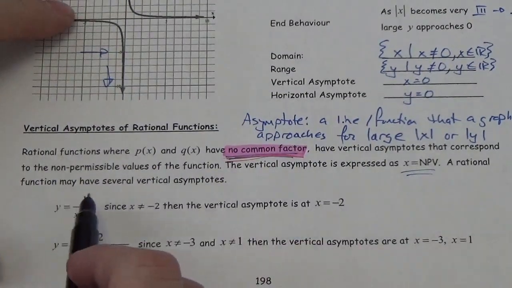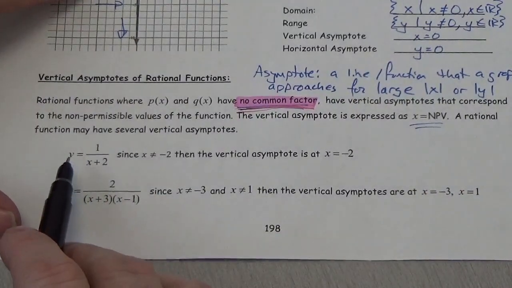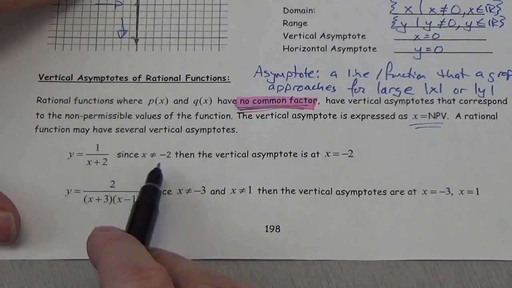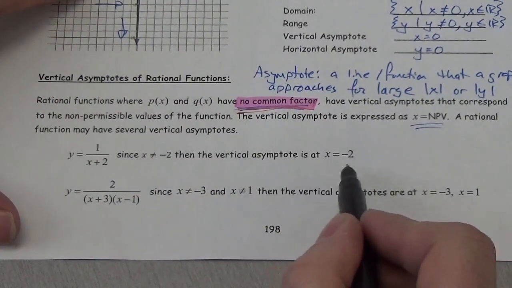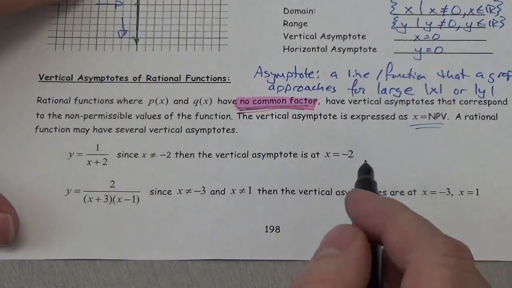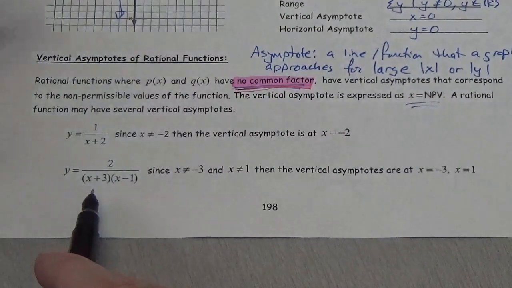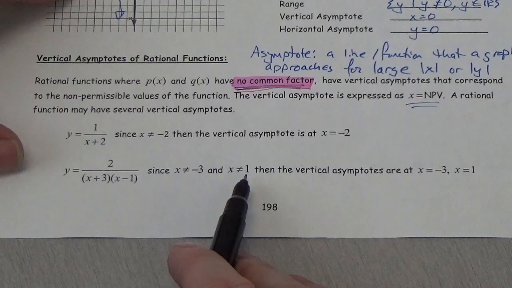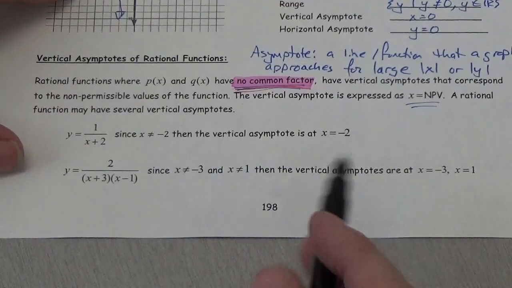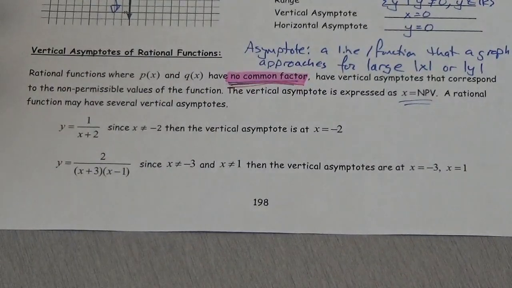So now a rational function can have several vertical asymptotes. So take a look at this one here, y equals 1 over x plus 2. Well, because x can't equal negative 2, the vertical asymptote is x equals negative 2. Here, we've written the denominator in factored form. And so I get two non-permissibles, x can't equal negative 3, x can't equal 1. So those are my two vertical asymptotes. And notice there's no common factors between the numerator and the denominator. So that's what you need to know about vertical asymptotes.